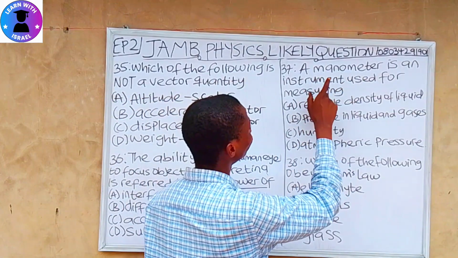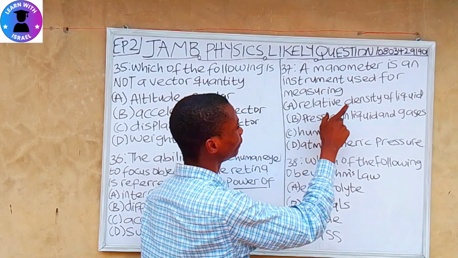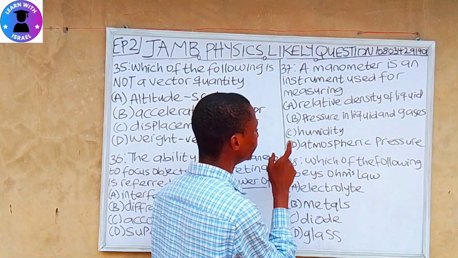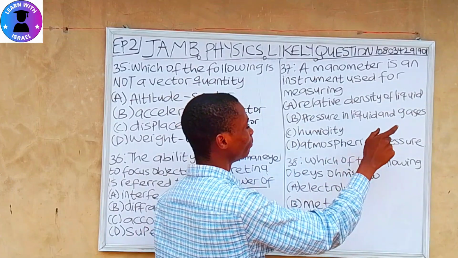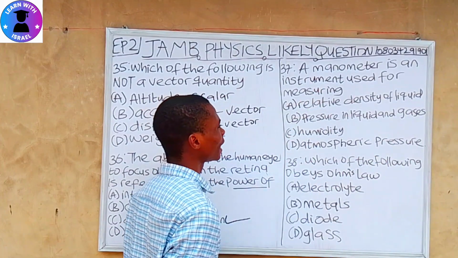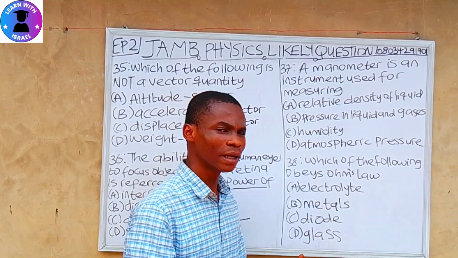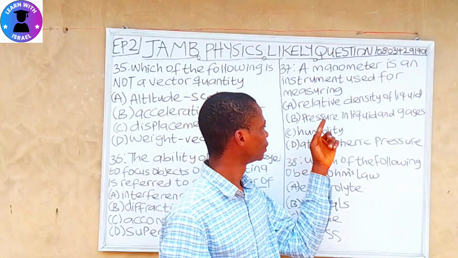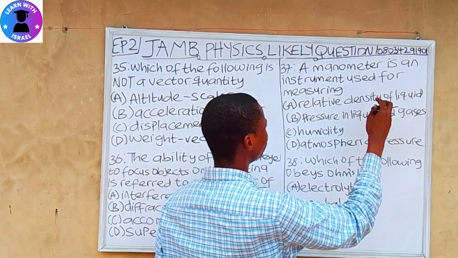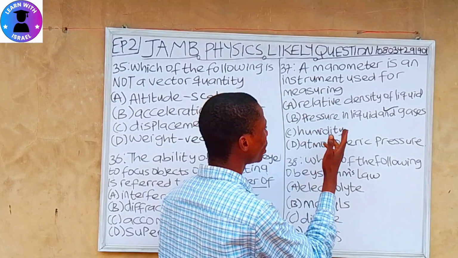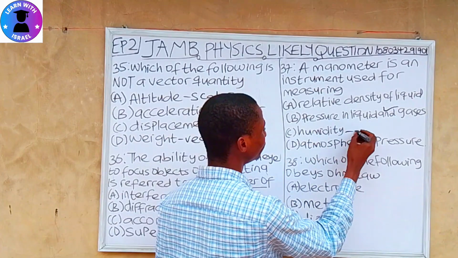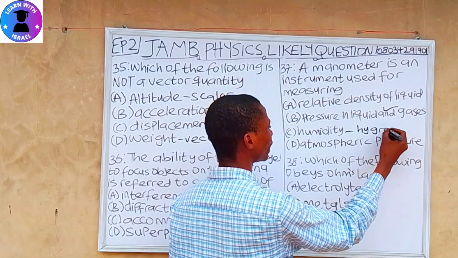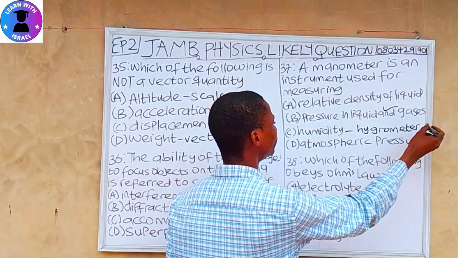Question 37. A manometer is an instrument used for measuring A. Relative density of liquid. B. Pressure in liquid and gases. C. Humidity. D. Atmospheric pressure. So guys, a manometer is an instrument used for measuring pressure in liquid and pressure in gases. So let's check. Yeah, it's in option B, pressure in liquid and gases. And for humidity, a hygrometer is used for measuring humidity.